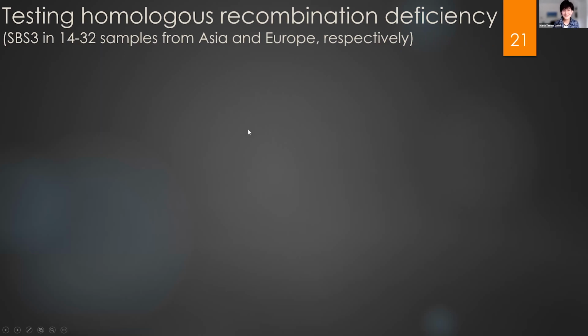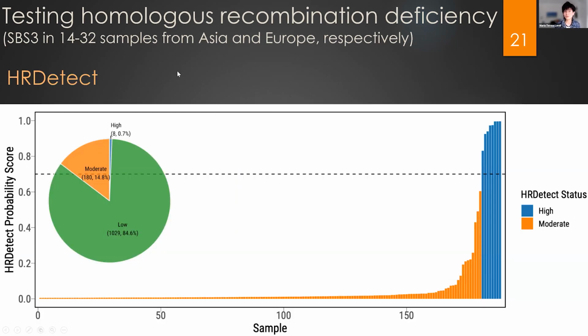We also wanted to test the signature tree in an orthogonal way. As Daniela just mentioned, when you have a signature tree, particularly because it can have clinical implications for suggestion of treatment, you really need to verify this. Also because this is a typical flat signature. We had between 14 and 32 samples in Asian and European, respectively, in this analysis. So we used HRDetect to try to see if we can confirm this finding.